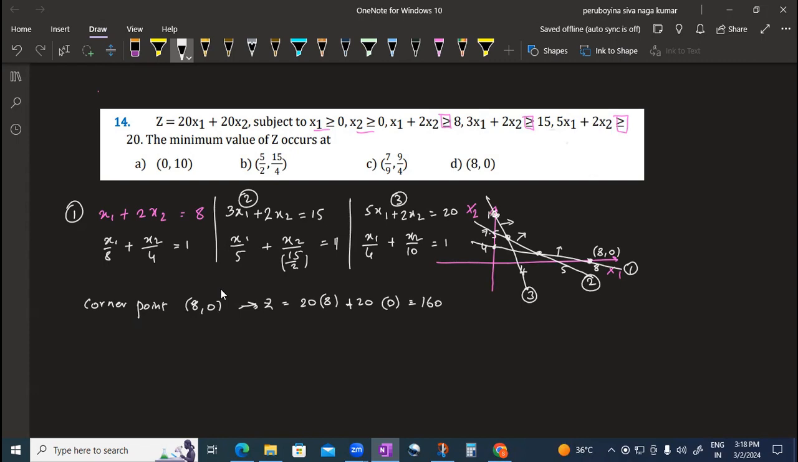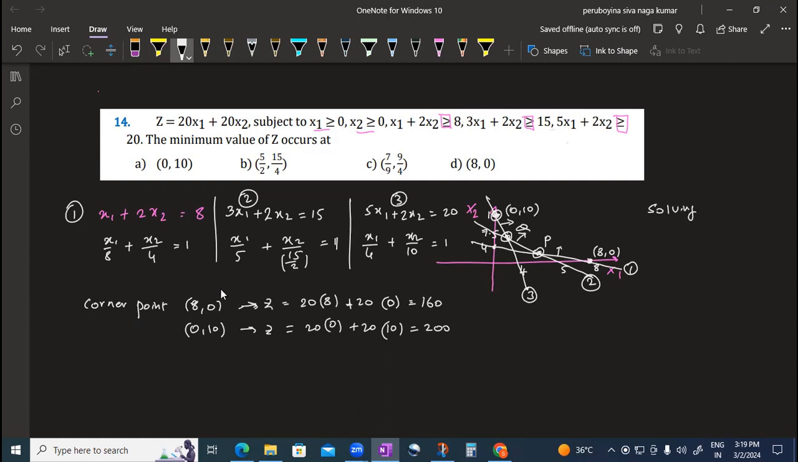Again, one more corner point 0 comma 10. Now we will find the value at this point: 20 into 10, which will be 200. Now, two more corner points are left, this point and this point. Let us suppose this is P and this is Q. For getting P, you have to solve 1 and 2.